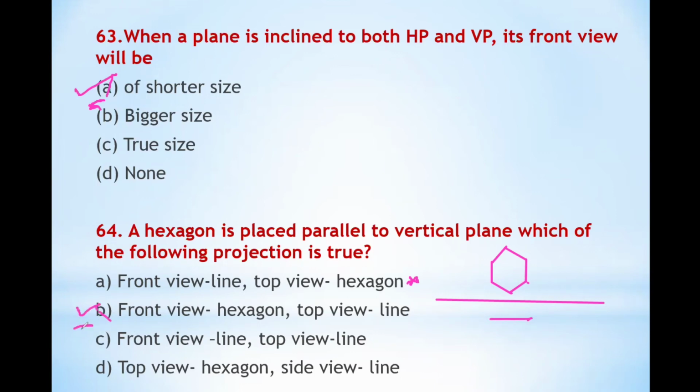So it's the correct one. So others are wrong. Here are the front view as a line, top view as a line. So it's not correct. So others are not correct. So B is the correct because if you see, front view we are getting hexagon, top view we are getting line. Okay, we'll see next.